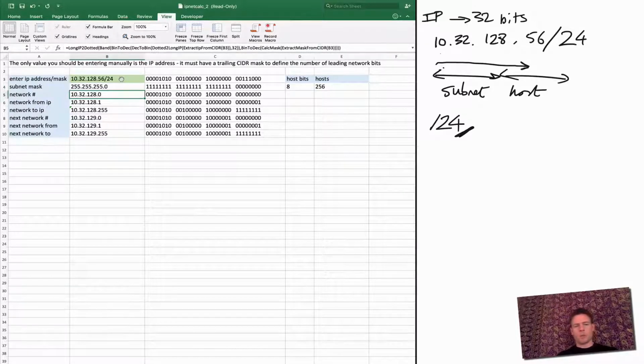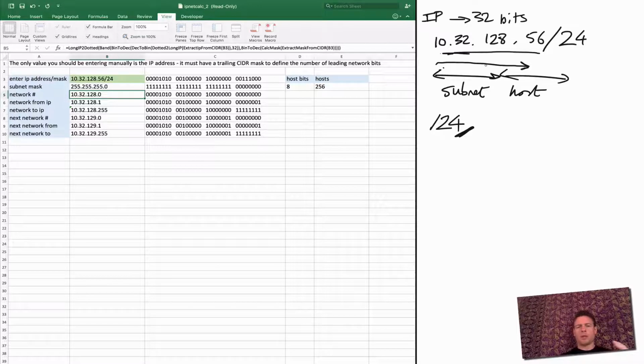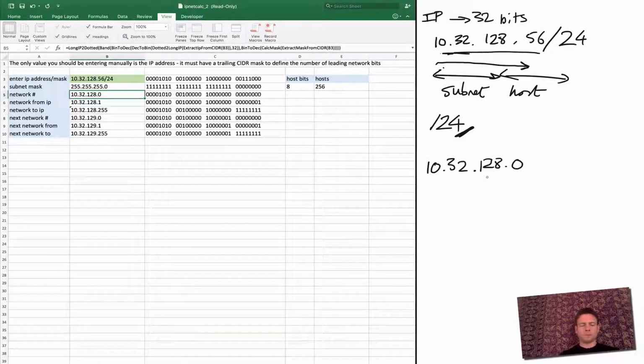So the second question would be, well, what's the actual network number that this IP address sits on, right? 10.32.128.56/24. What's the network number? What is the subnet number? And so we can, if we need to, look at the routing, for example, all that kind of stuff. So this here will give you the network number that this host lives within, right? What we're saying is that IP address belongs to the 10.32.128.0 network number, right? And that's basically that.